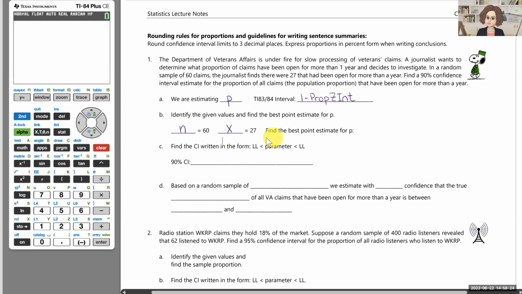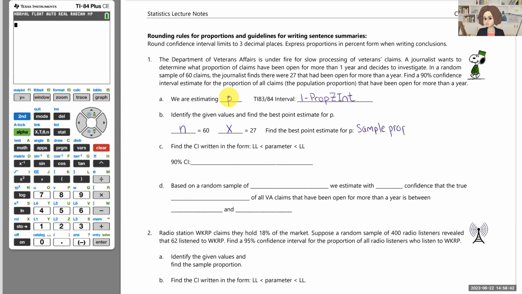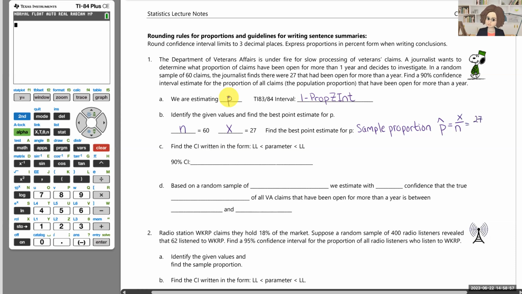All right, and then it says, find the best point estimate for p. The best point estimate for the population proportion is the sample proportion, and I'll even write it in English here first. So the best point estimate is the sample proportion, and the symbol is p hat. And p hat, that proportion, you just take your X and divide it by N. So in our case, 27 out of 60 claims.